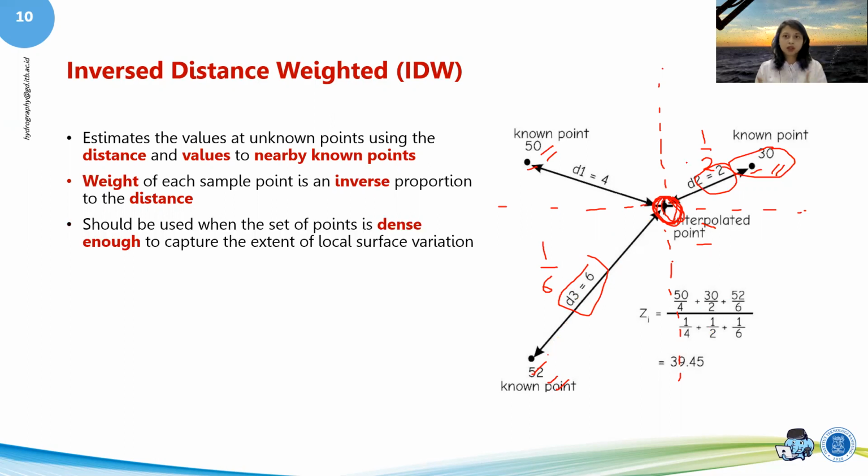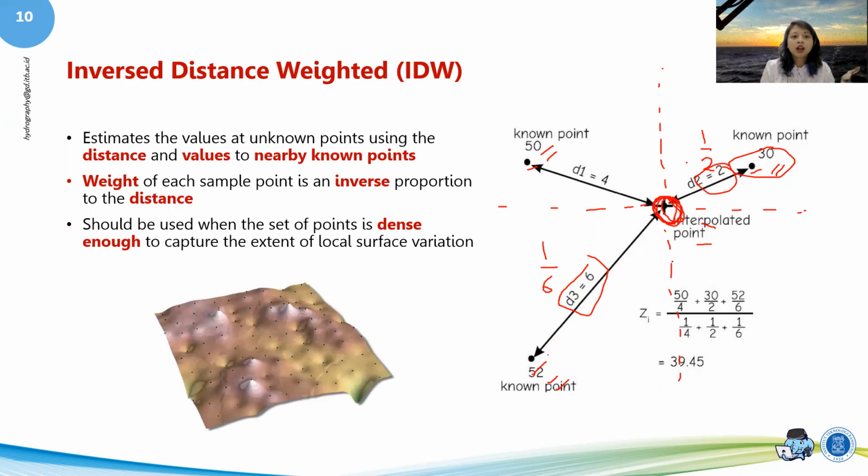This should be used when the set of points is dense enough to capture the extent of the local surface variation. This is a sample of how it works. You can imagine that the further a point is, the less weight it gets, and the closer it is, the greater the weight.